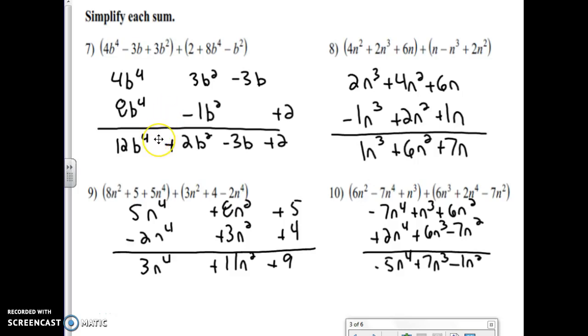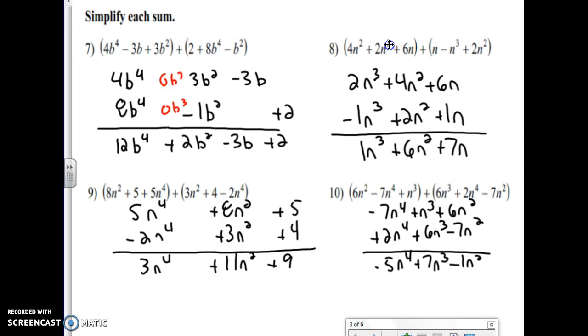Hopefully for number 7, you got 12n to the 4th plus 2b squared minus 3b plus 2. One thing you notice here is that I'm leaving gaps. When I look at this, there is an imaginary 0, like a 0b to the 3rd right here. So I'm just leaving a placeholder.